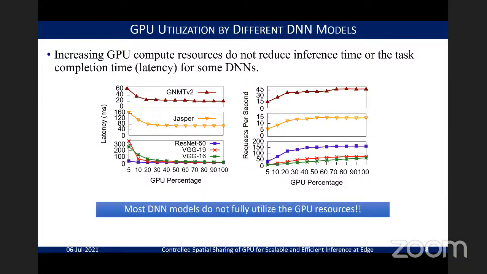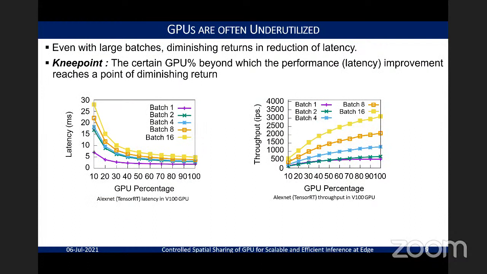So that's the takeaway from this message here. Although there are several DNN models where the utilization increases, and in the inference throughput and latency you gain significant improvement as we increase the resources, most of the DNN models that we see today need not fully utilize the GPU resources. So that's one of the main things that we need to understand and see how we can really improve on it further. This is not the first work to showcase that. There have been other works that have also tried to show the same aspect.